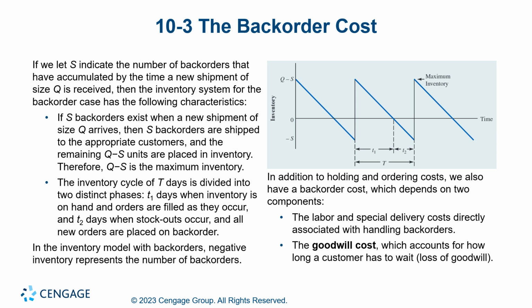So for the inventory model with back orders, we encounter the usual holding cost and the ordering cost. We also incur a back order cost in terms of the labor and special delivery costs directly associated with the handling of the back orders. Another portion of the back order cost accounts for the loss of goodwill because some customers will have to wait for their orders. Because the goodwill cost depends on how long a customer has to wait, it is customary to adopt the convention of expressing back order costs in terms of the cost of having 1 unit on back order for a stated period of time.